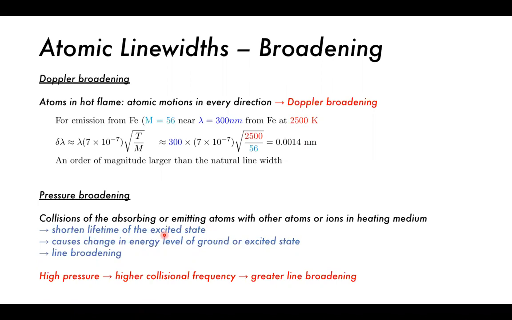And so this causes a change in the energy level of the ground or excited state, and it causes line broadening. So what happens here is the high pressure causes higher collisional frequency, which means there's greater line broadening. So the higher pressure means that they're either closer together or they're moving faster. And so they hit each other more often, which means that they kind of relax quicker.